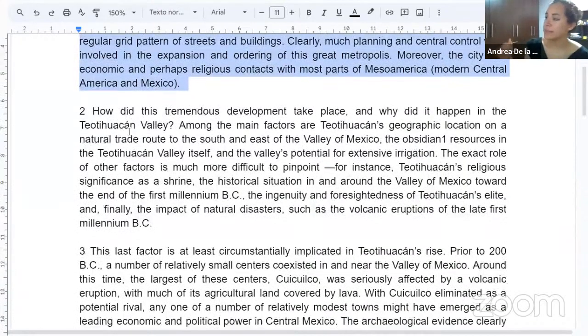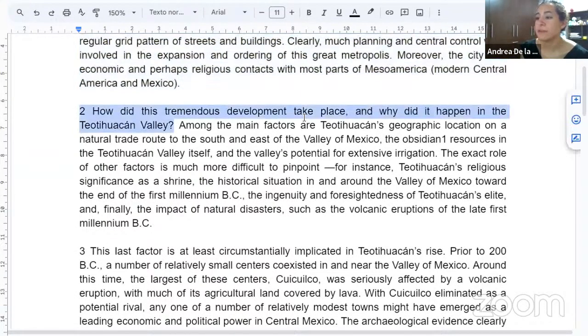And then for the next paragraphs, what you guys have to do is only read the first sentences. Read the first sentences of each paragraph, and that's going to tell you usually the main ideas of the paragraph. So for example, it says, how did this tremendous development take place? Why did it happen in the Teotihuacan Valley? Among the main factors are geographic location.